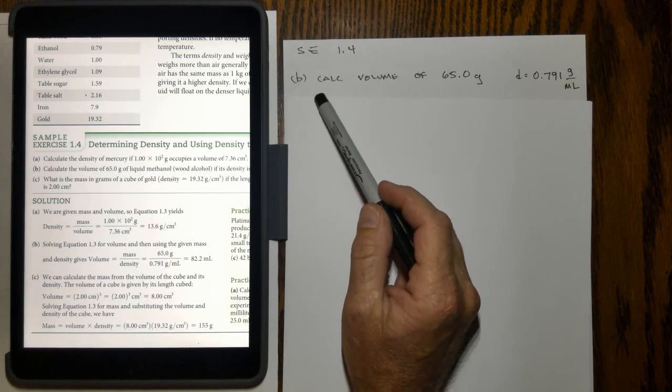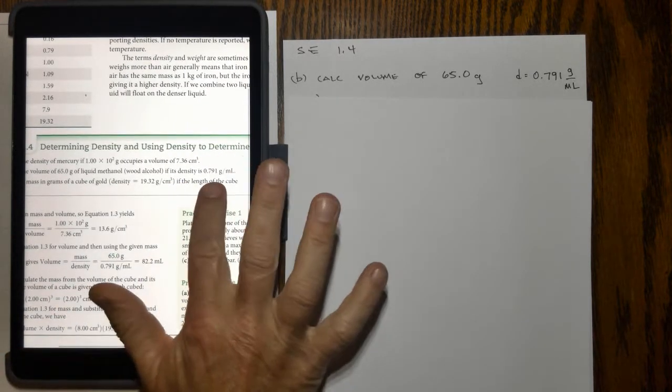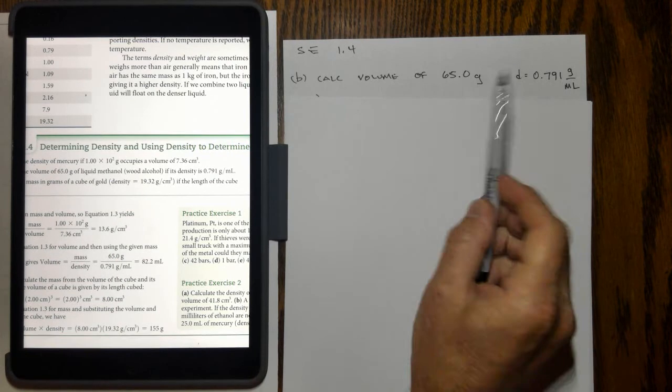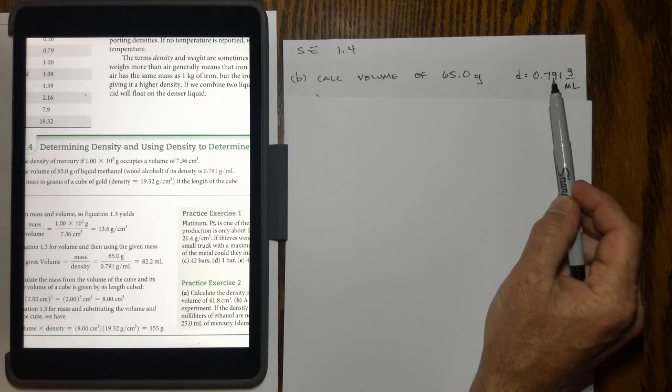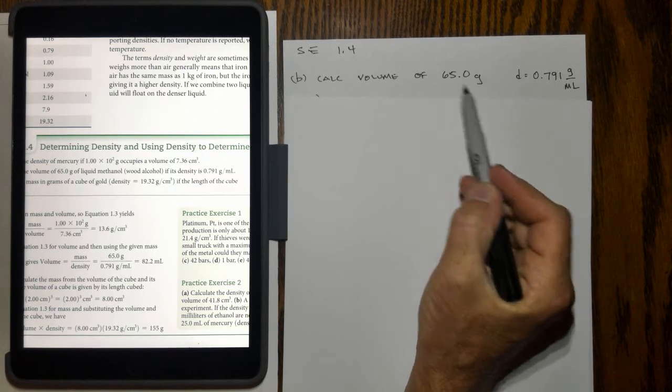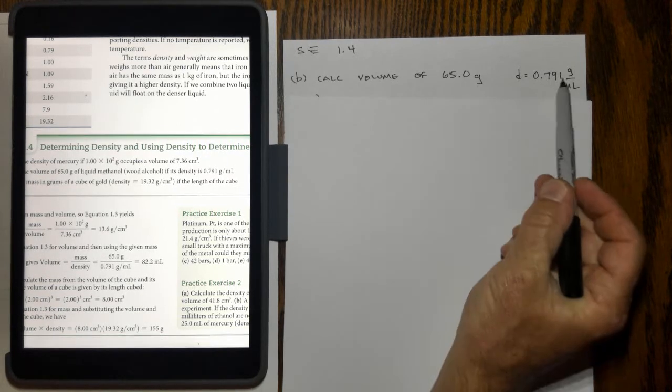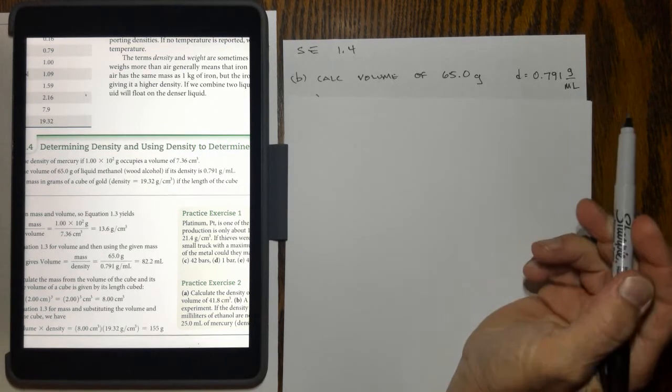First one is letter B, and letter B says calculate the volume of 65 grams of liquid methanol if its density is 0.791 grams per milliliter. So here's our mass of the methanol, and then here's our density. My recommendation to you is to write down the information they give you with units.